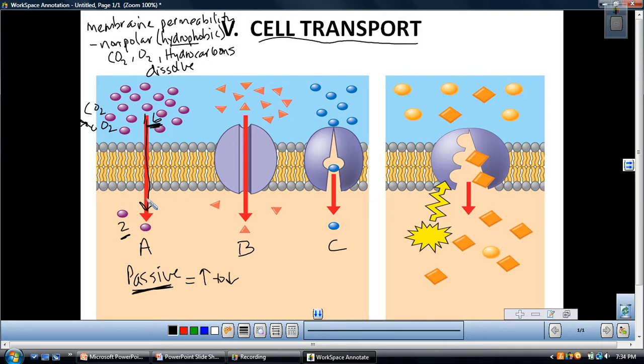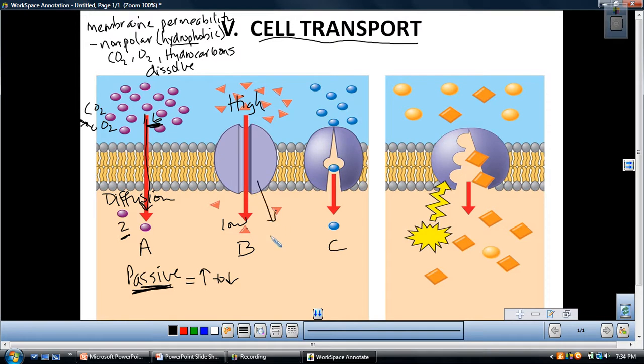Now, because there's not a protein involved, I can tell you specifically that picture A represents diffusion: diffusion of carbon dioxide and oxygen simply through that phospholipid bilayer. Picture B is still showing you passive transport, because look at the triangles. I'm not going to count them, but there are a lot more triangles on this side compared to the 3 that are on this side. So this is also going from a high to a low concentration. Picture B also represents passive transport, but you'll notice it uses a protein molecule.